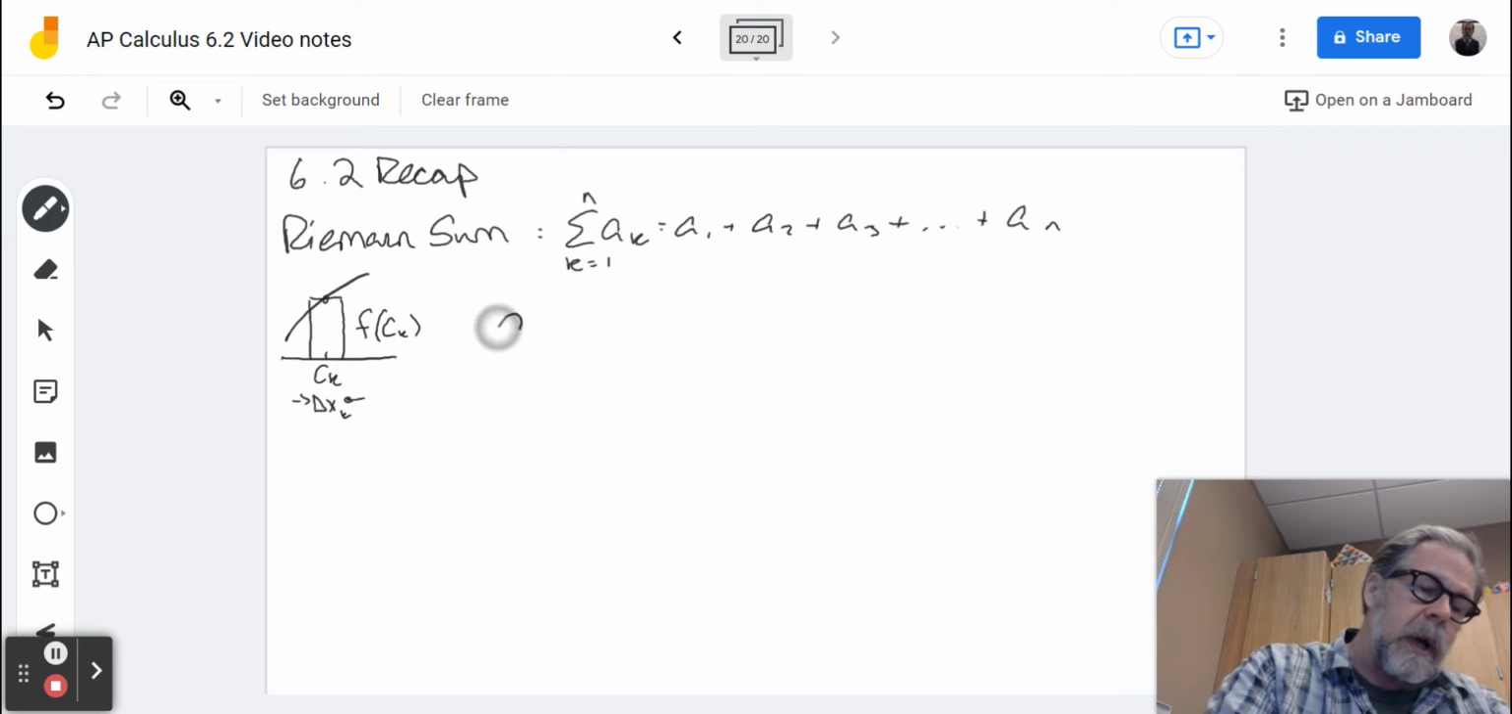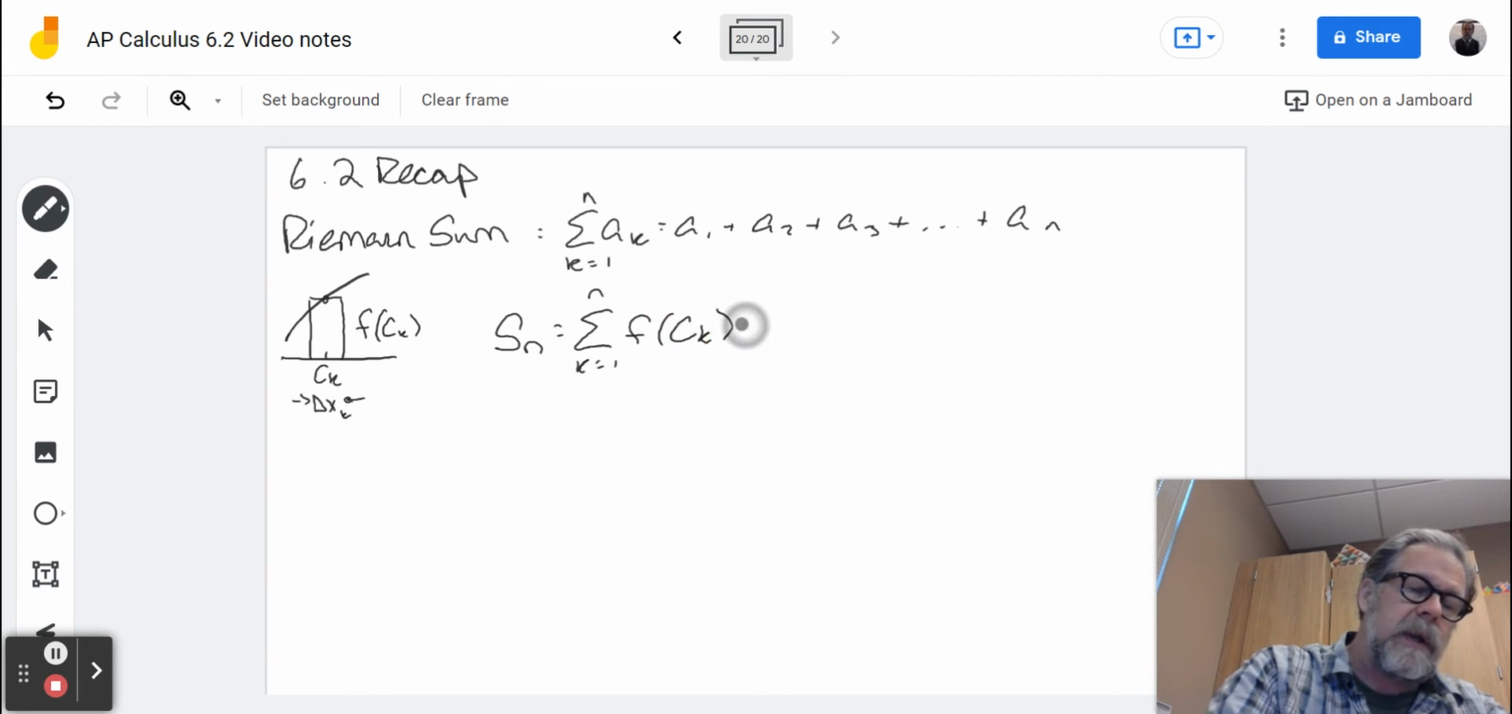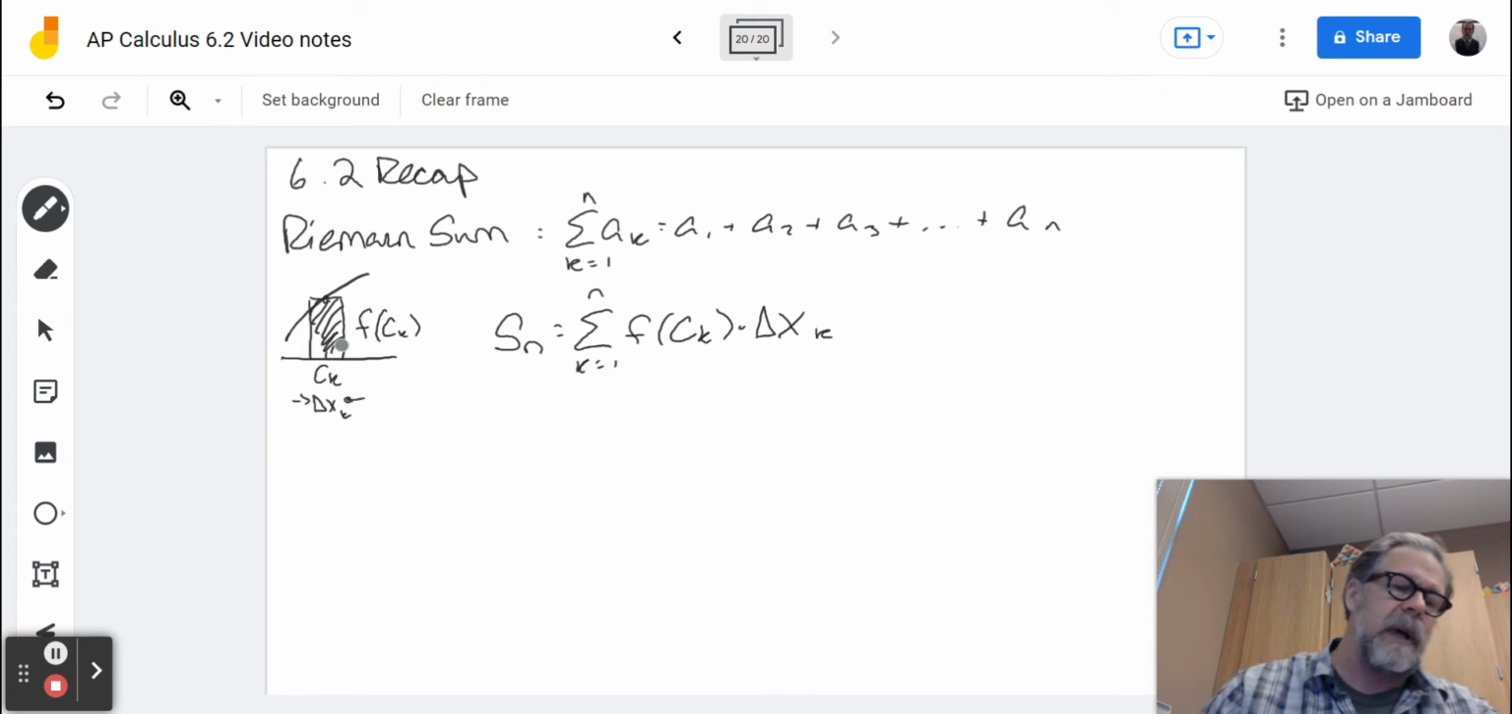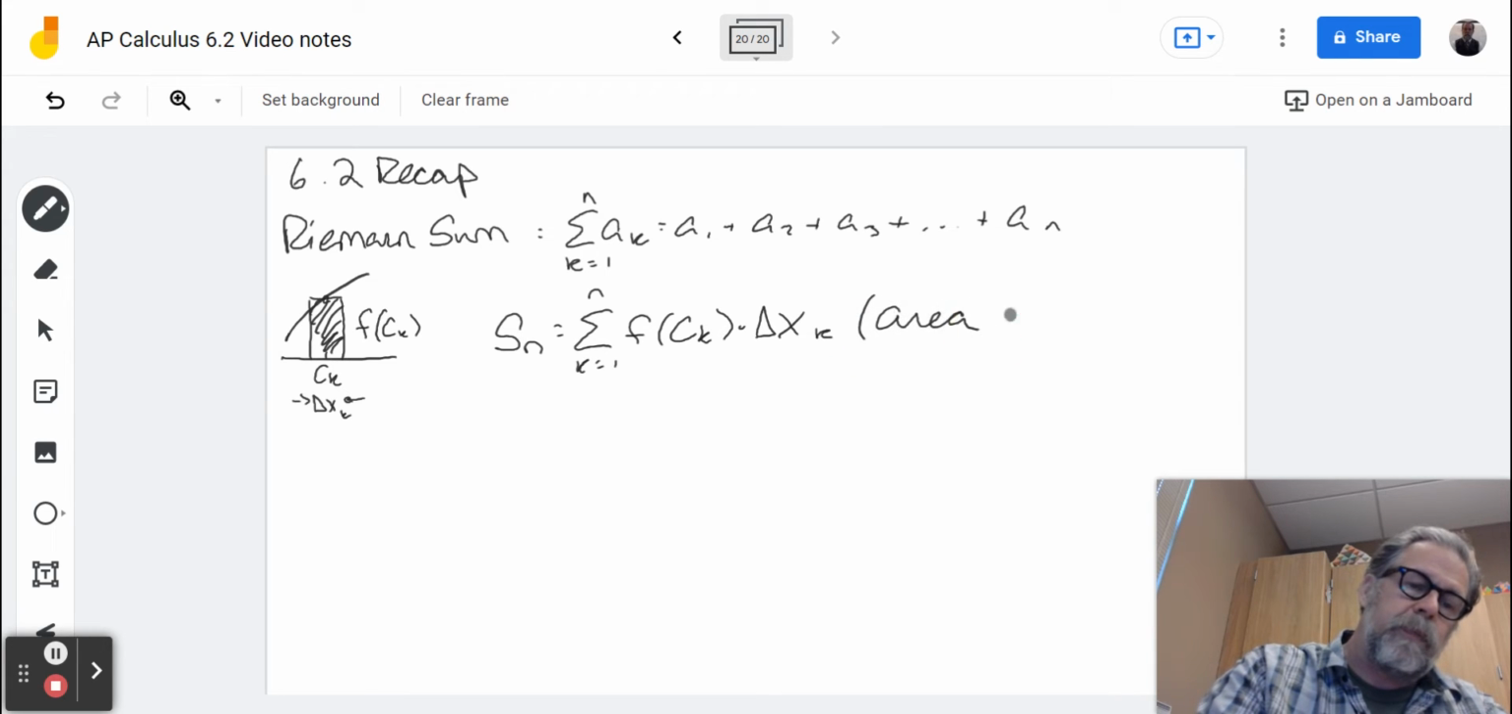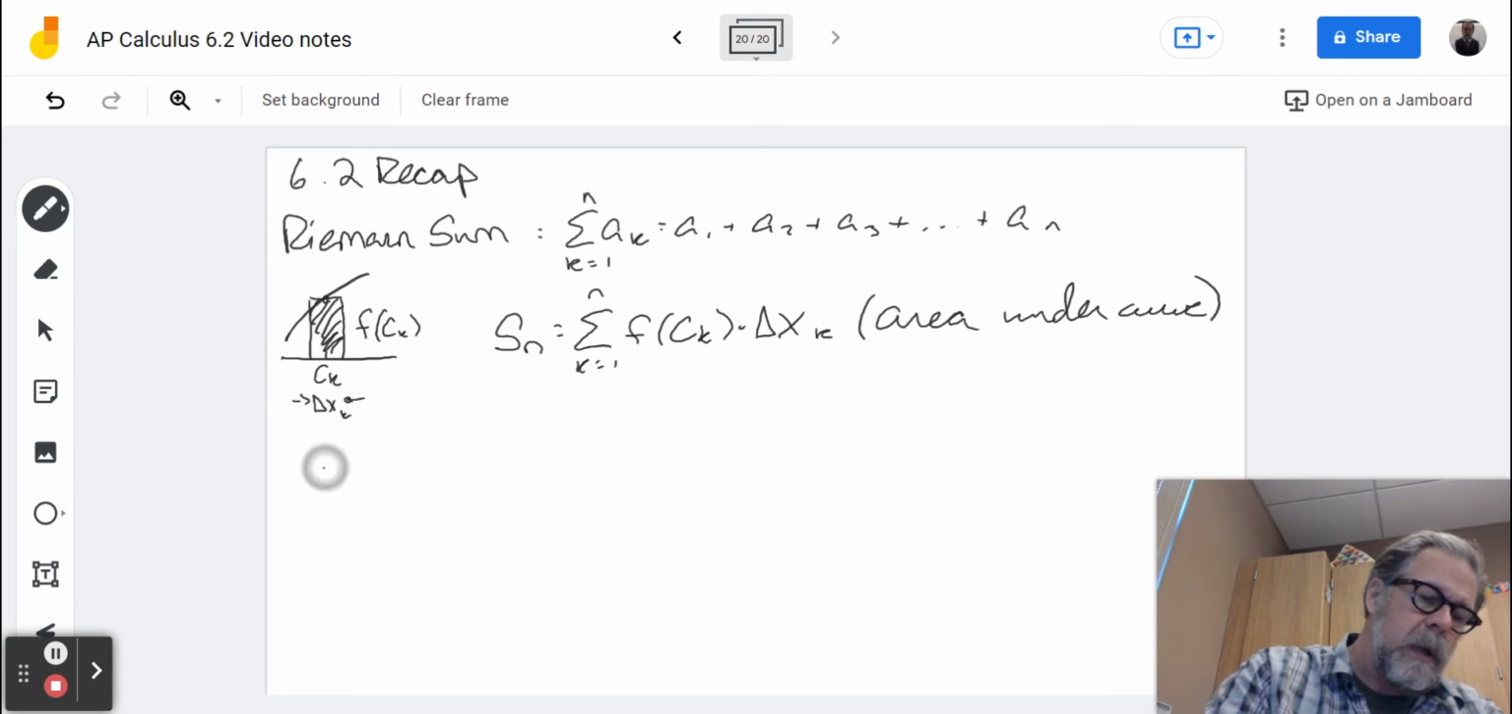And so then this Riemann sum of these rectangles becomes the sum from k equals 1 to n of f of c sub k times delta x sub k, noticing the area of that rectangle, base times height. So this sum now is just the area under the curve. We then took this area and we said, well, let's take the limit as these rectangles become infinitesimally small.